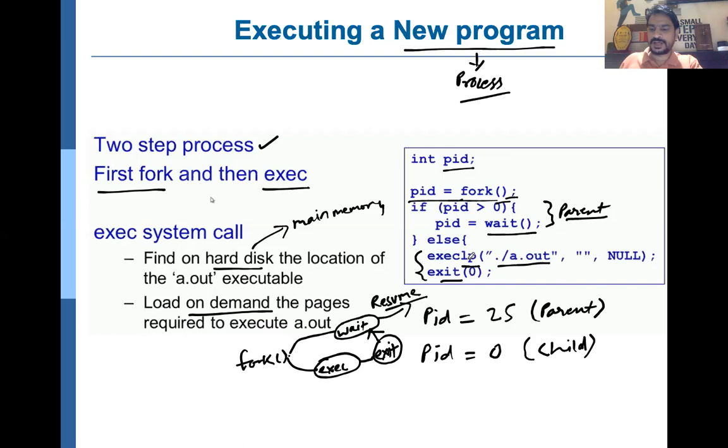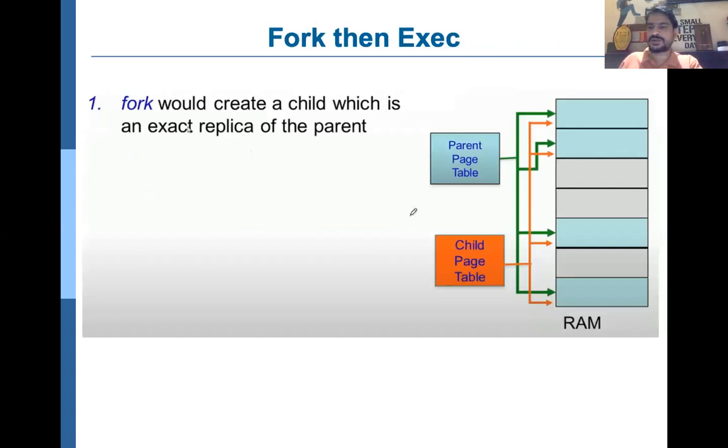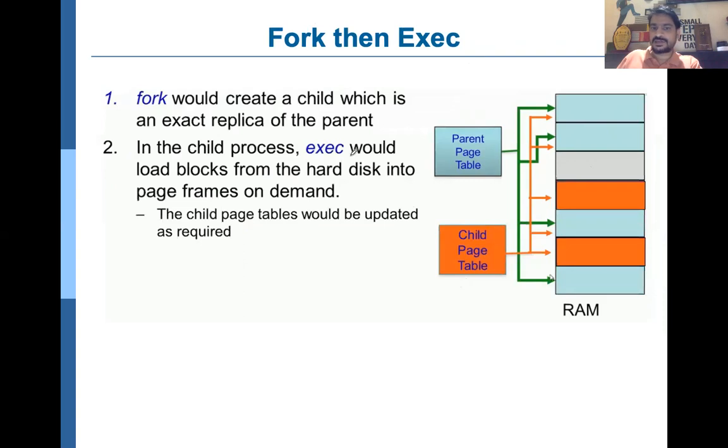If you have understood this part, then we'll go to the other part of the program and try to see what actually happened. First we'll call the fork system call. In the fork system call, both parent and child will have the same pages allocated. Whatever frame pages are there with the parent, the same frame pages will be there with the child. Now once the exec system call is called, what will happen? It will load the block from the hard disk into the page frame on demand. So it will load the block of that particular program into the main memory on demand.